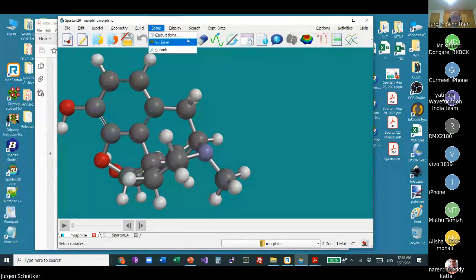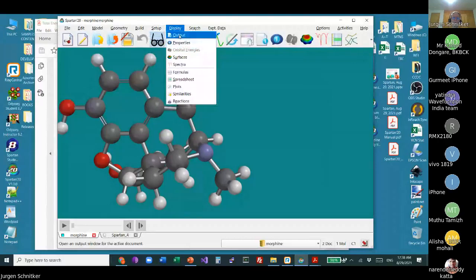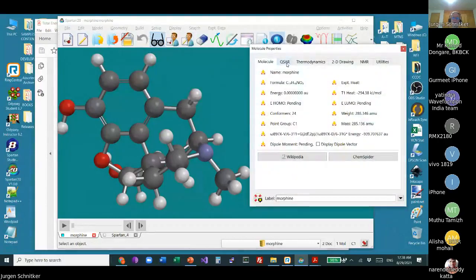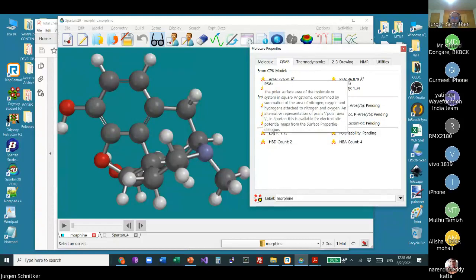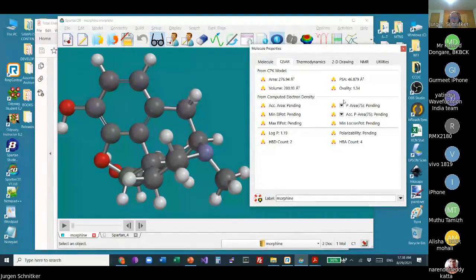So in general, you get QSAR related properties like some here: areas, volumes, polar surface areas, accessible area, polarizability, and so on, log P. This can all be calculated, also using polar surface area, for example, which is just based on a CPK model. It gets much better if you actually work with a quantum mechanical model where you have electron density. You can calculate this using the electron density rather than cartoon-like CPK spheres, and so on.